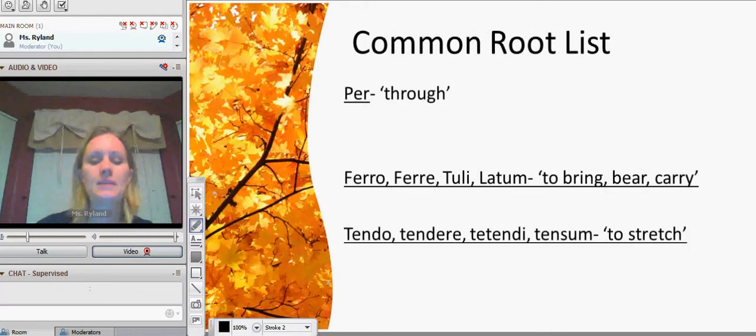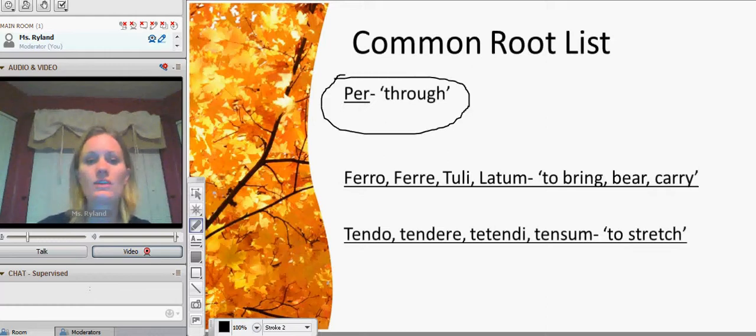So here's an example of how you can make the common root list. This is from Vocabulary Unit 1. We have the per words. This is that Latin root I was talking about. And all of the words have something to do with the word, or the meaning, through. We have our second Latin root, which is all of them are kind of the same thing, and they all mean to bring, bear, or carry. So all these words have common definitions.